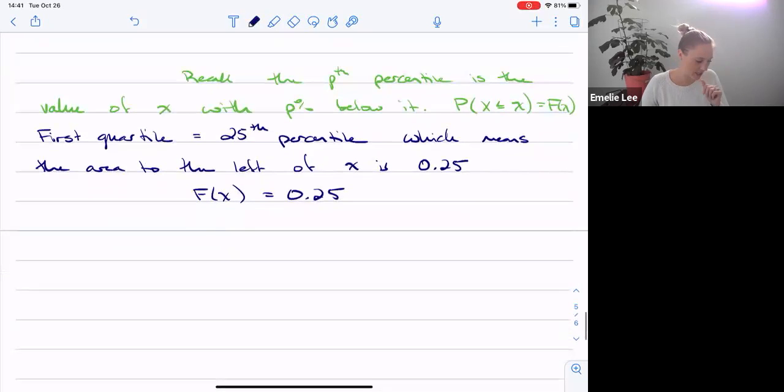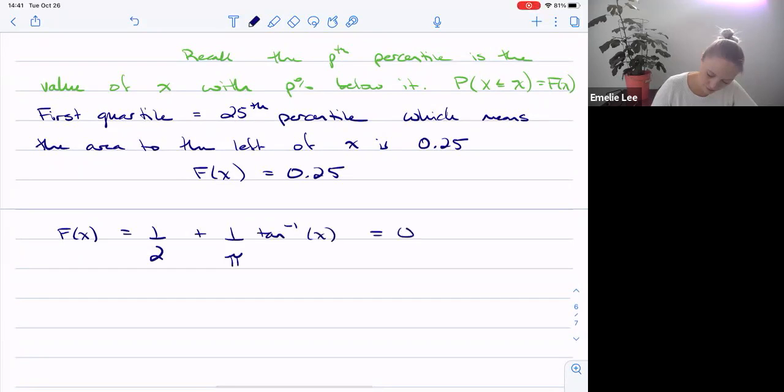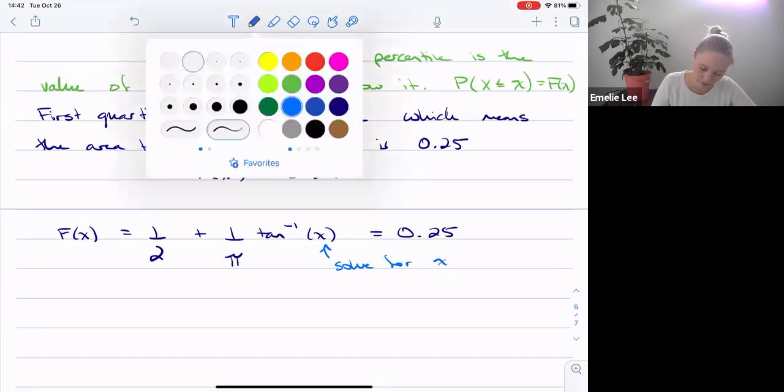So for the first quartile, I have f of x, I'll bump it because I've got a fresh page here. F of x is 1/2 plus 1/pi inverse tan of x. And I'm going to force it to be 0.25 and solve for x. Okay.